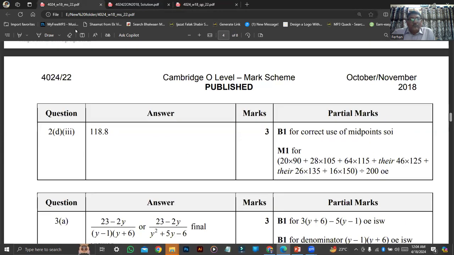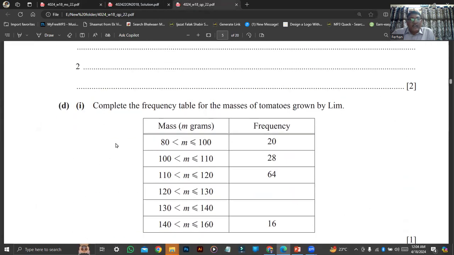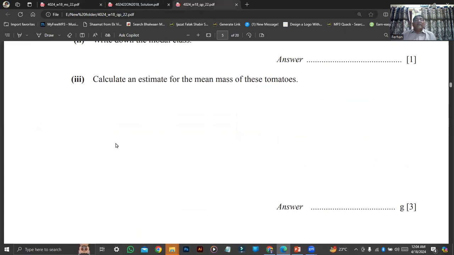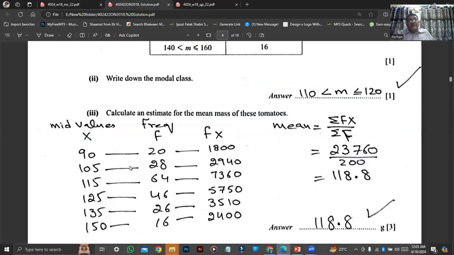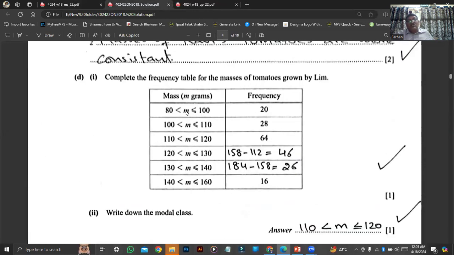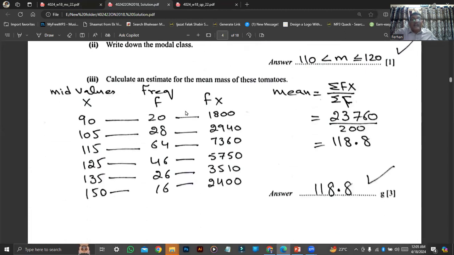Now we are on question number D, its third part. He says, calculate an estimate for the mean mass of these tomatoes. If you want to find the mean mass, this table is given. I know the frequency, and I know the class, so I will find the mid value of each class. How do you find the mid value? You add both the boundaries and divide the answer by 2. You call those mid values x.